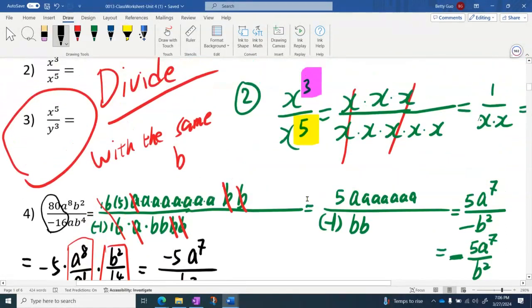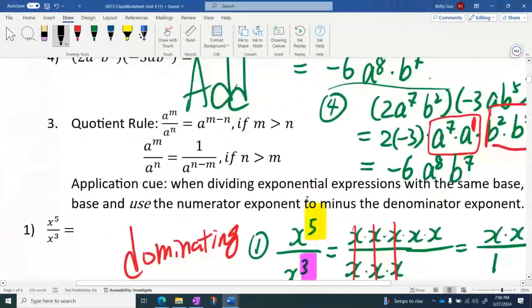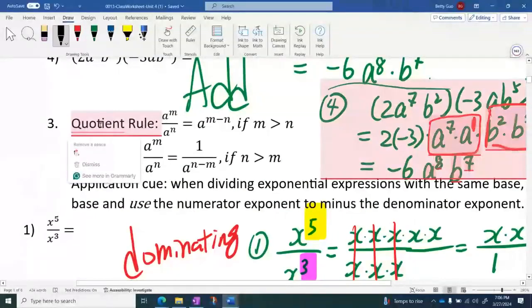Ask yourself, what's the name of the second rule we learned? The first rule is the product rule. The second rule is the quotient rule. And when do we use it? And how do we use it? Yeah, those are the 3 questions you need to answer.